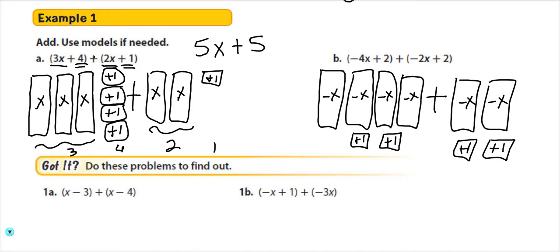Okay? So again, we're adding. So how many do I have? Well, I have 1, 2, 3, 4 plus 1, 2. So that would make 6 total.